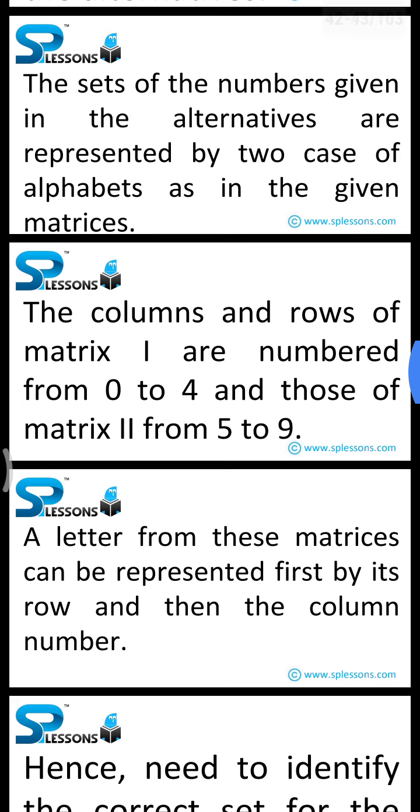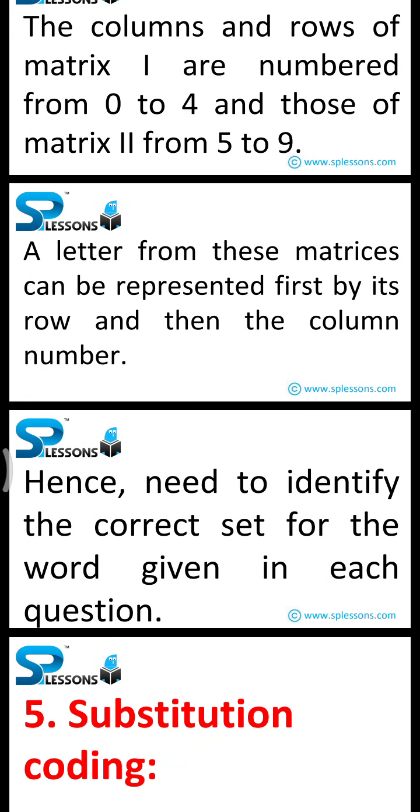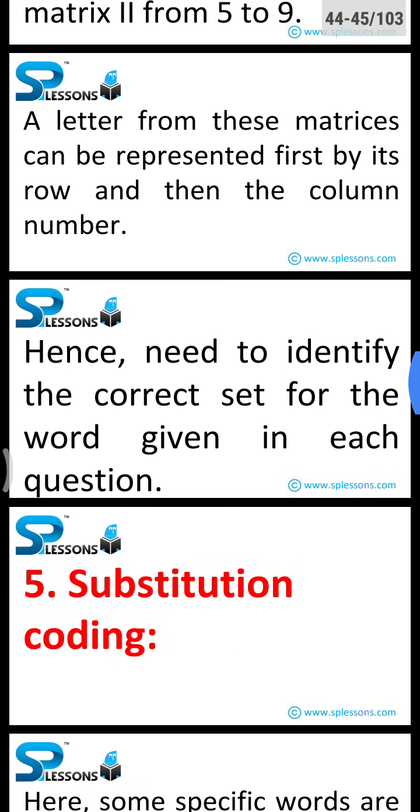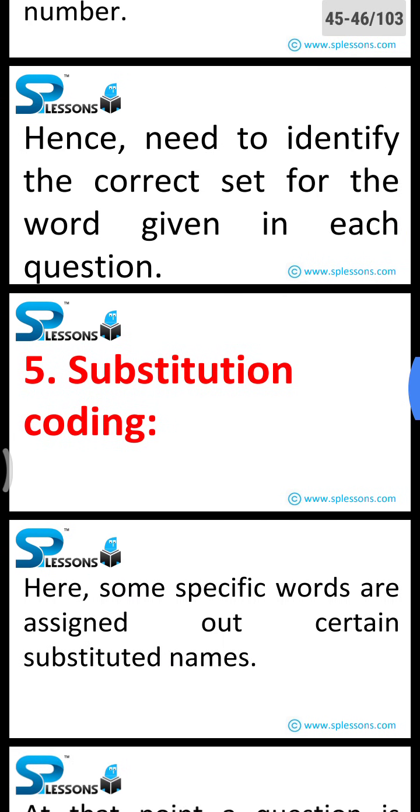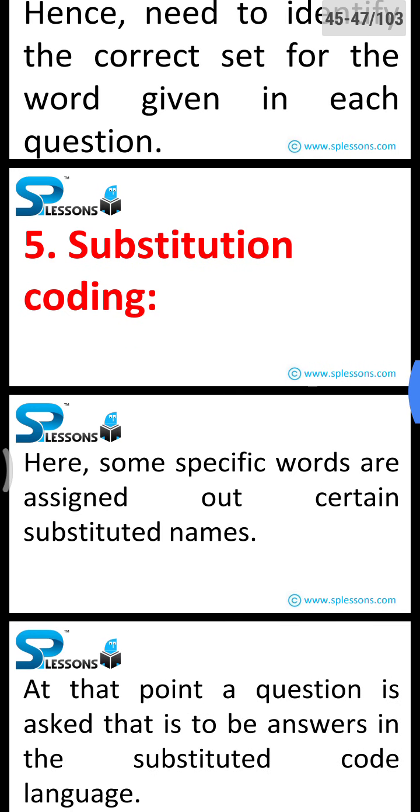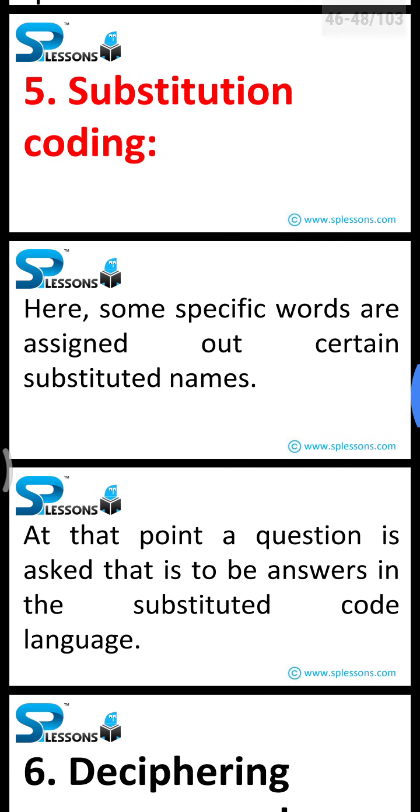A letter from these matrices can be represented first by its row and then the column number. Hence, we need to identify the correct set for the word given in each question. The fifth type is substitution coding. Here, some specific words are assigned certain substituted names. At that point, a question is asked that is to be answered in the substituted code language.